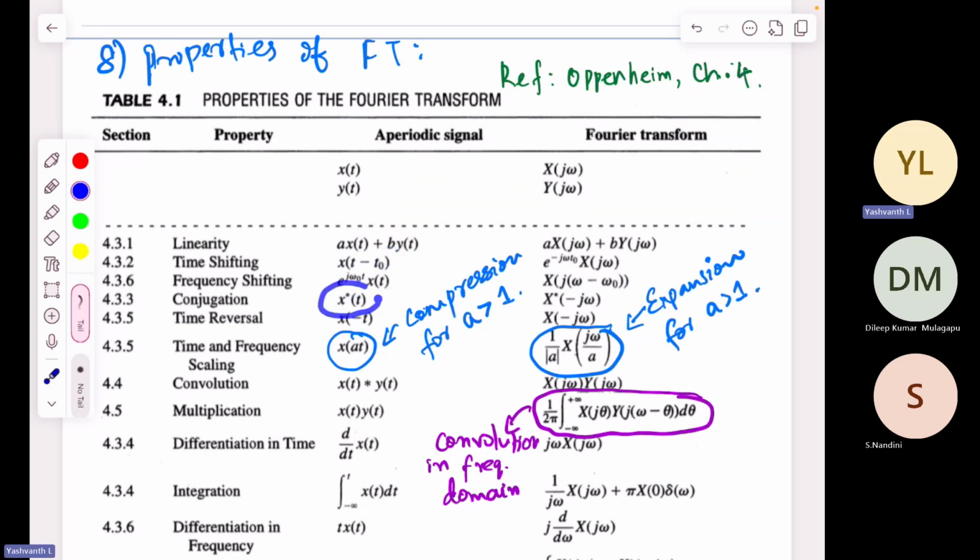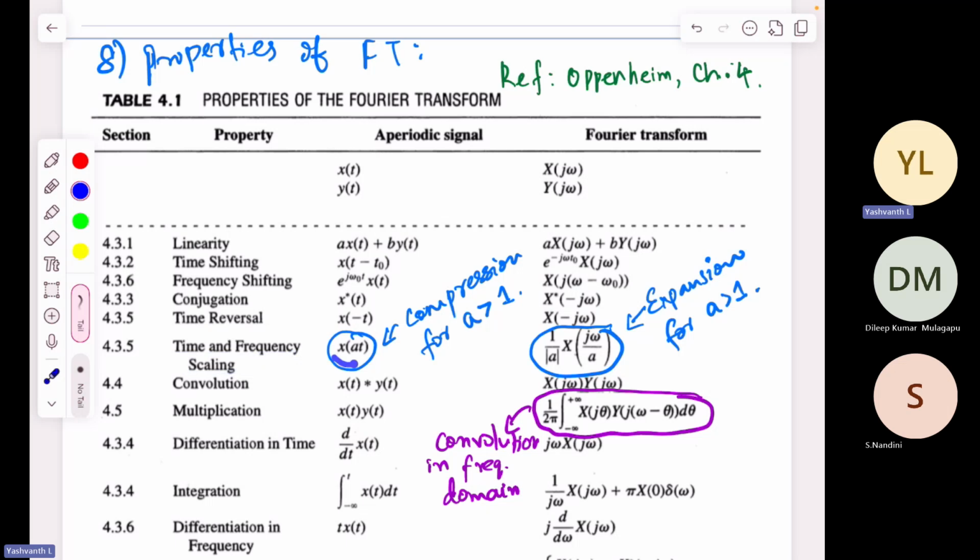Now conjugation. Similarly, x conjugate of t will have the Fourier transform capital X conjugate of minus omega. So there are two things: you conjugate and also reverse the omega variable. You do both. Now time reversal. Time reversal means you do x of minus t, that will have the Fourier transform capital X of minus j omega. Then time and frequency scaling.